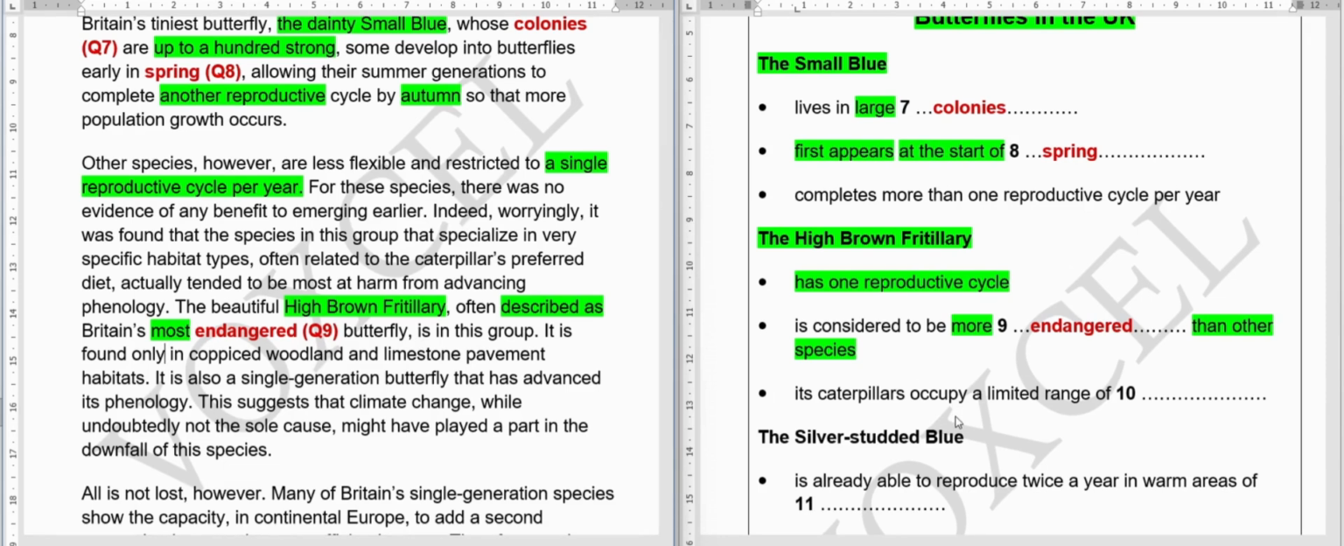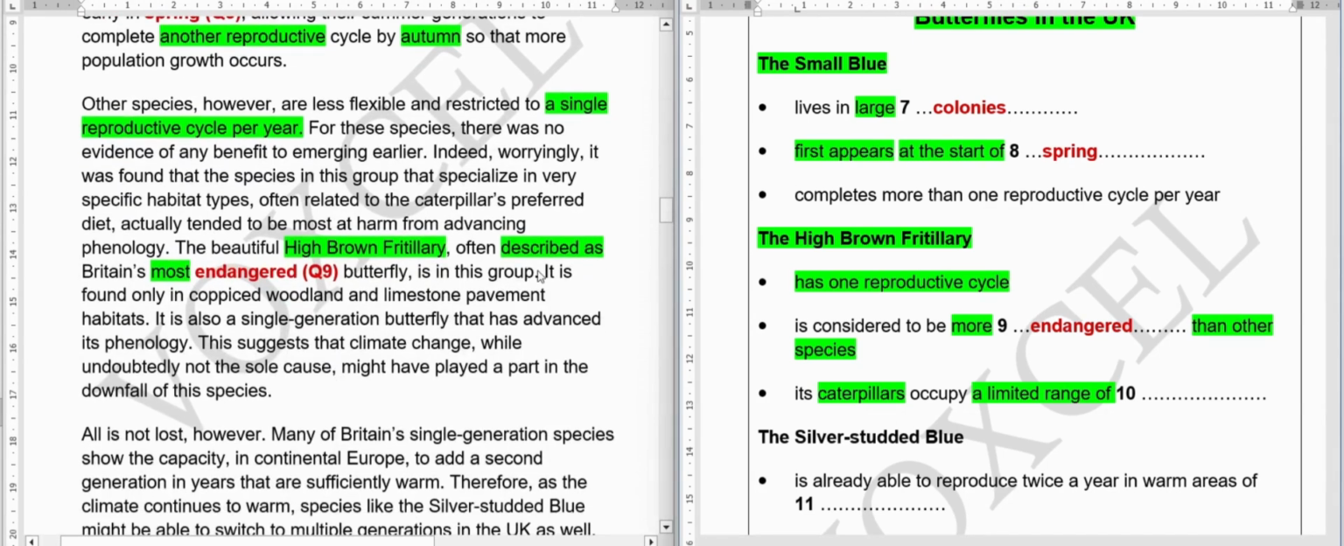Its caterpillars occupy a limited range of something. Okay, now we are talking about caterpillars, and they occupy a limited range, meaning not at a lot of places, only at certain places, of something. Obviously it should be a limited range of areas, limited range of nests, something like that, some sort of area should be here. But we have to read the information to understand what exact word should be here, so let's read together.